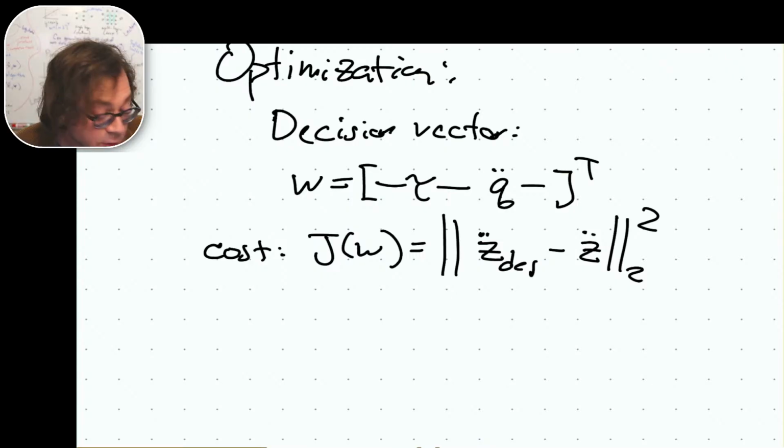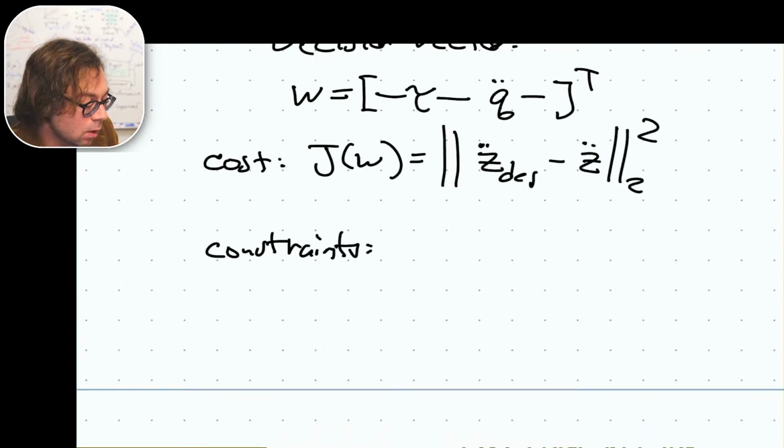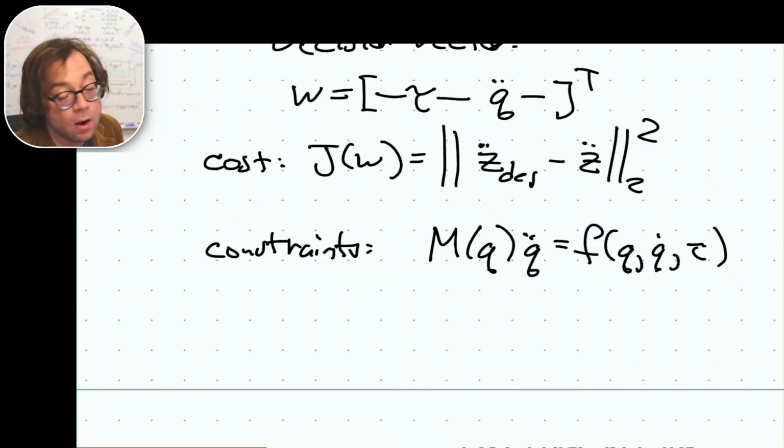With me. So that's our cost function. That's pretty simple. Then we have our constraints. We have equality and inequality constraints. Well, our equality constraints are going to be M of Q double dot is equal to F of Q dot, and tau. And this will turn out to be a linear constraint, and we'll know this by pulling out the constants of this multiplied by all our decision variables. You will see that Jacobian and that is going to end up being full of constants with no decision variables in there. Okay, so we're going to have that.